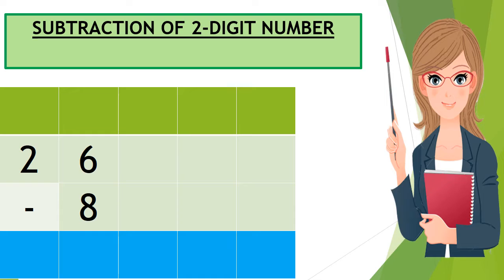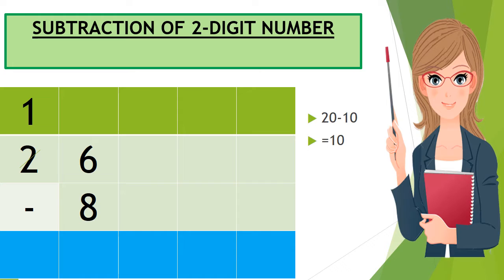So starting from ones, we can see that to subtract 8 from 6 is not possible because 6 is smaller than 8. So we borrow from the neighboring number, that is 2, but 2 is actually not 2, it is 20. So when we borrow 1 from it, it means we are borrowing 10. So what is left there at tens? Only 10.